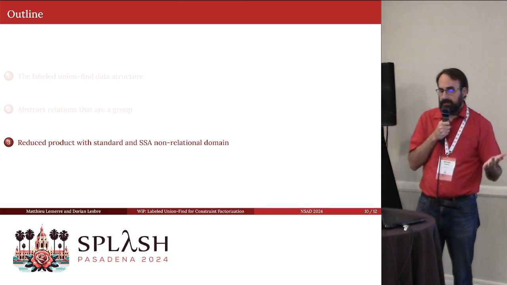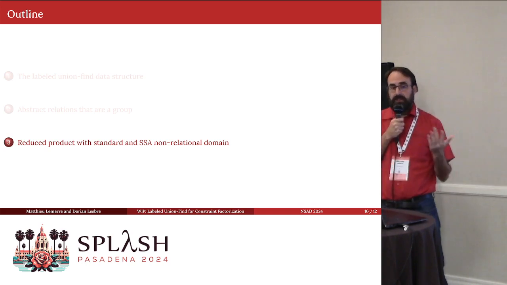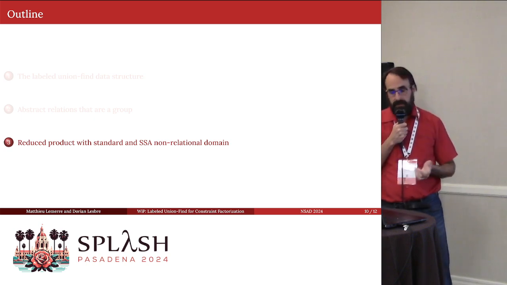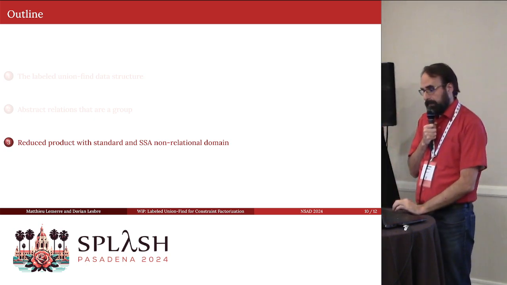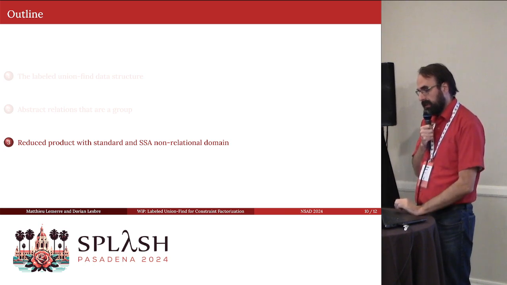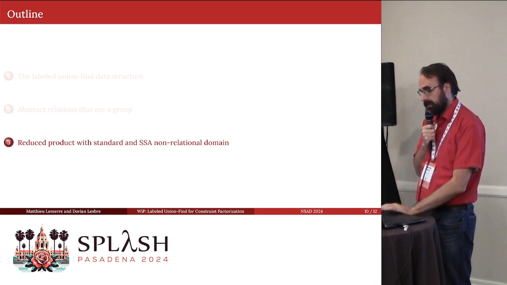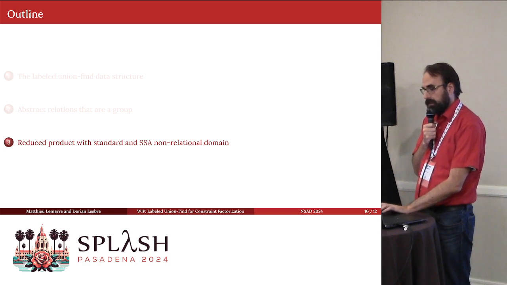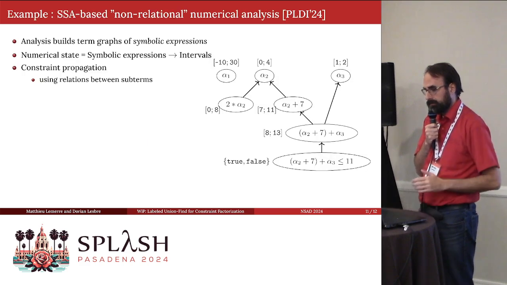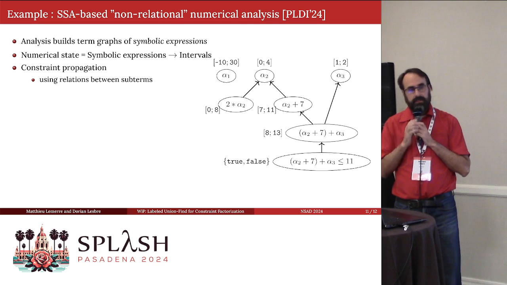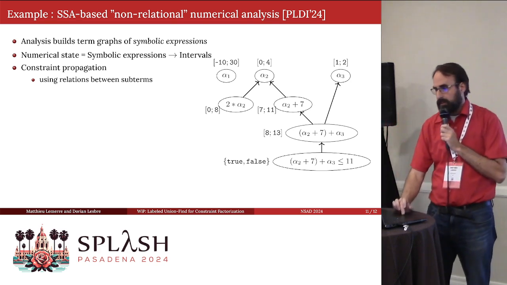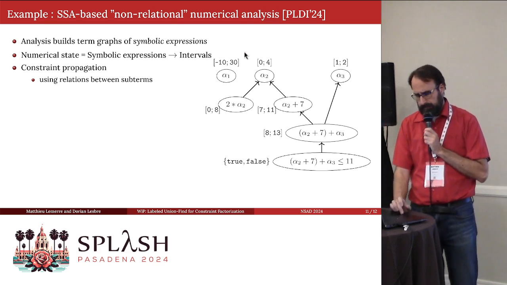Okay, so now I've explained all the kind of relations that we can encode using these new abstract domains. And I want to explain some of the applications that we have been starting to study. One is a reduced product with a standard SSA-based non-relational domain. So I will first explain what an SSA-based non-relational domain is. It's something that we published this year at PLDI.